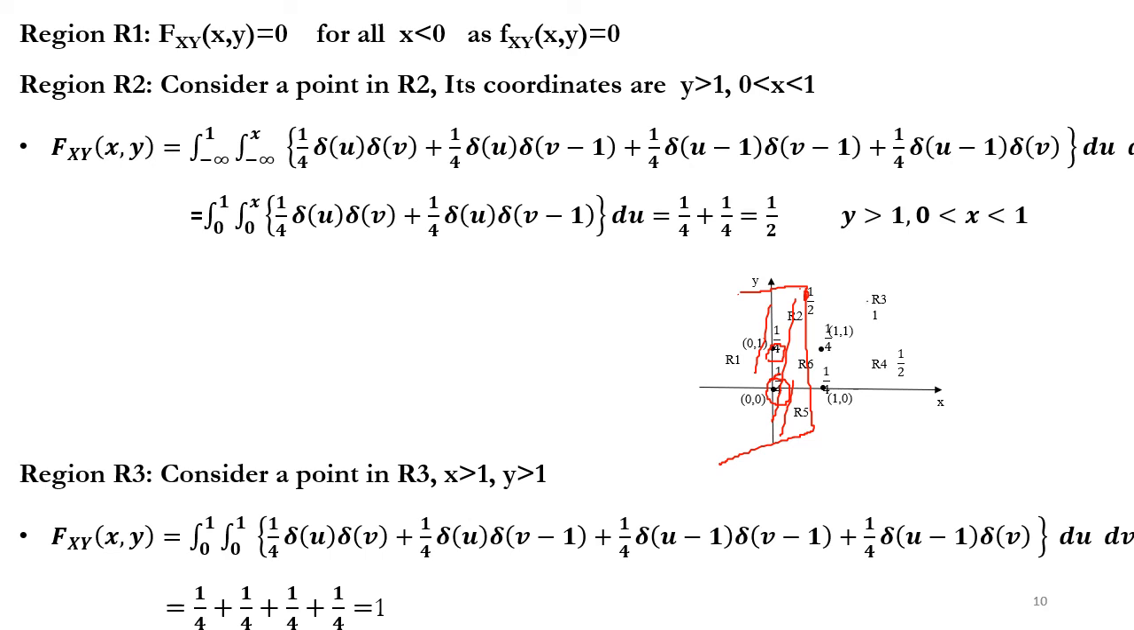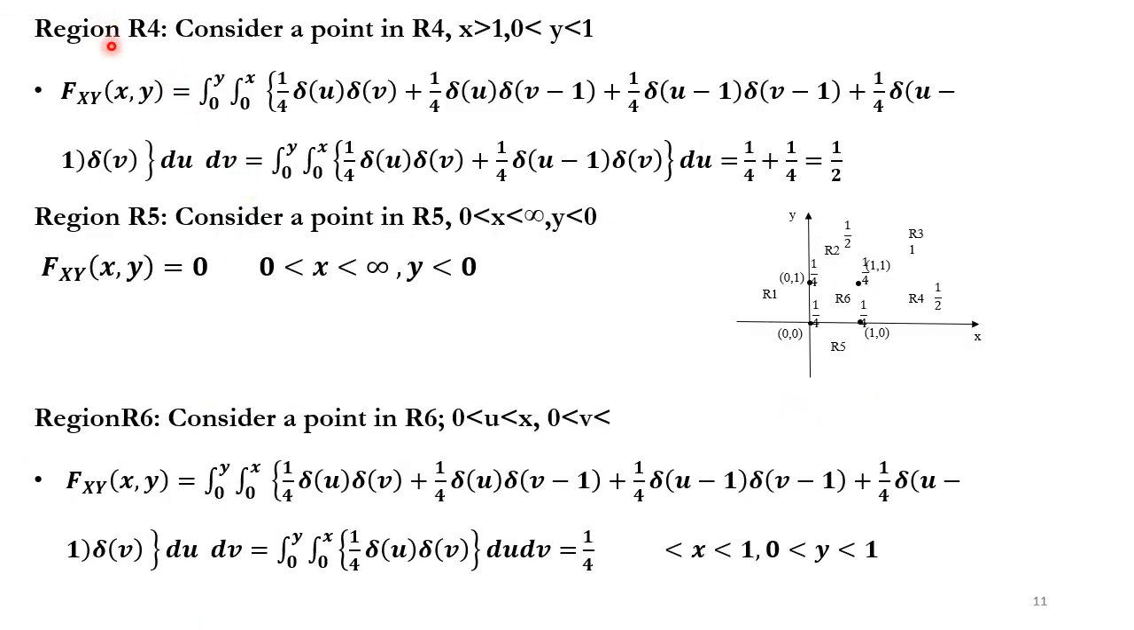We consider the next region, R3, and this region is here. I am considering a point here. When I consider a point here, then I have to consider the entire region here. And when I consider this region, I will get all the 4 points under it. So therefore, it covers all the 4 points. When I add them together, I get the answer as 1. So the CDF at R3 is equal to 1.